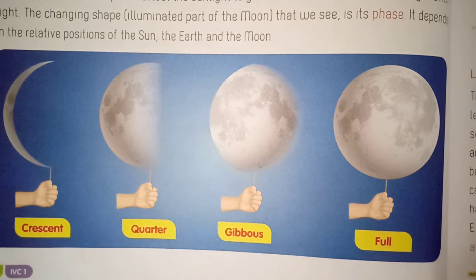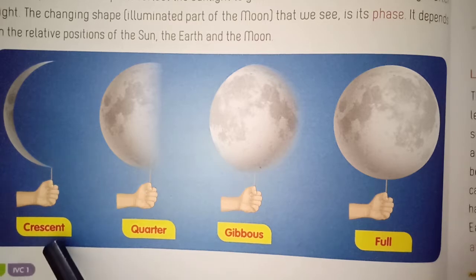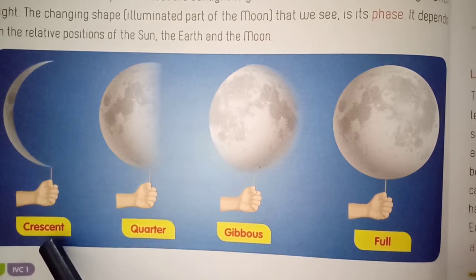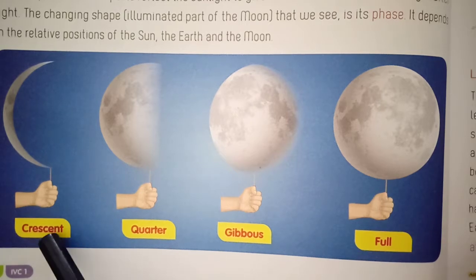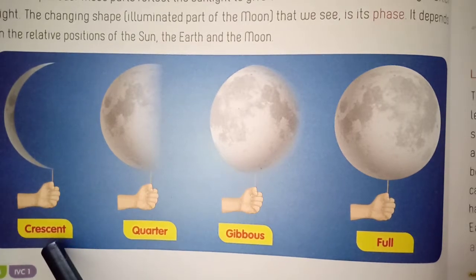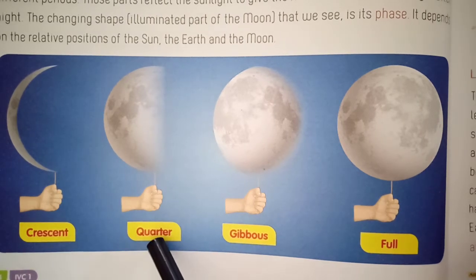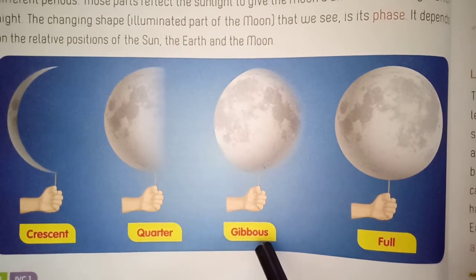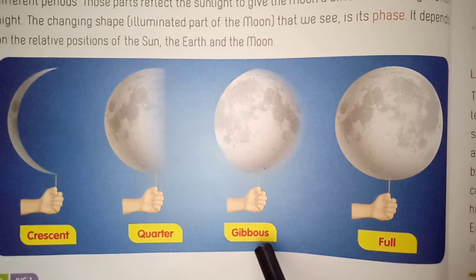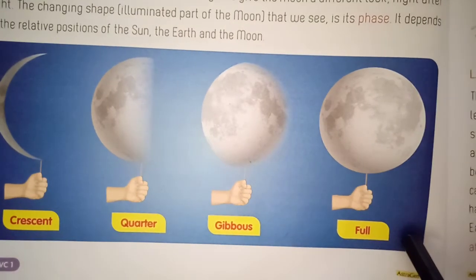Observe the picture first. In the picture, there are some phases of the moon. The first one is crescent. It is the starting phase and it looks like a handless sickle or semicircle or a bow. The second one is quarter. In this, 1/4 of the moon is visible. The third one is gibbous, means more than quarter and less than full. The last one is full.